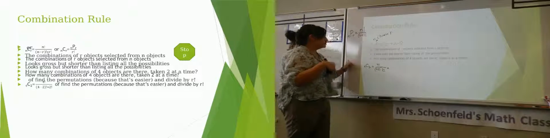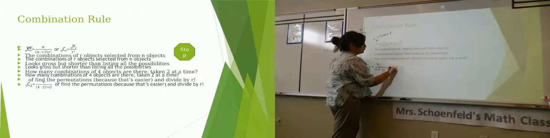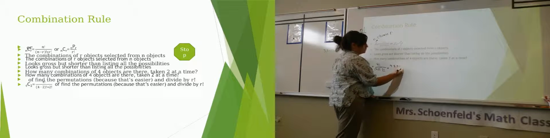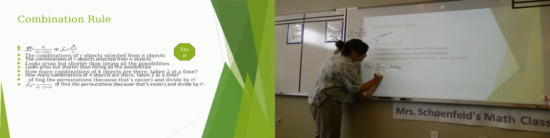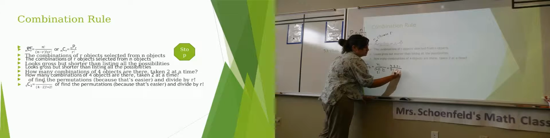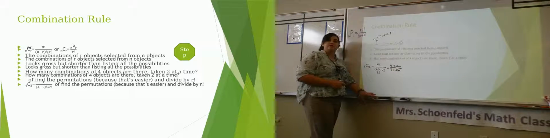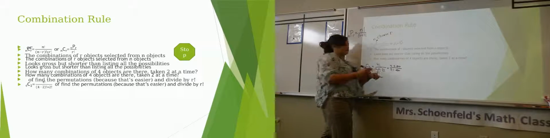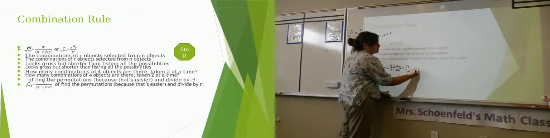So let's simplify as much as possible. I would have 4 times 3 times 2 times 1. 4 minus 2 factorial is also 2 factorial, so I'd have 2 times 1 times 2 times 1. So those ones cancel out. Then I would have 12 over 2, which is 6.